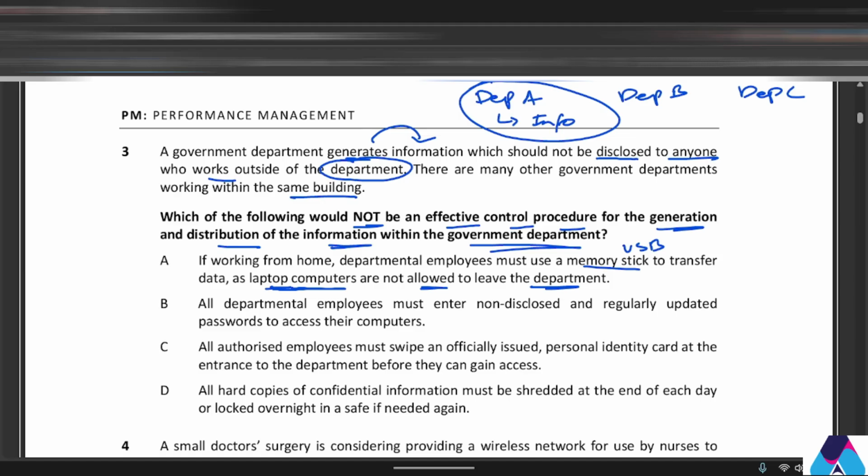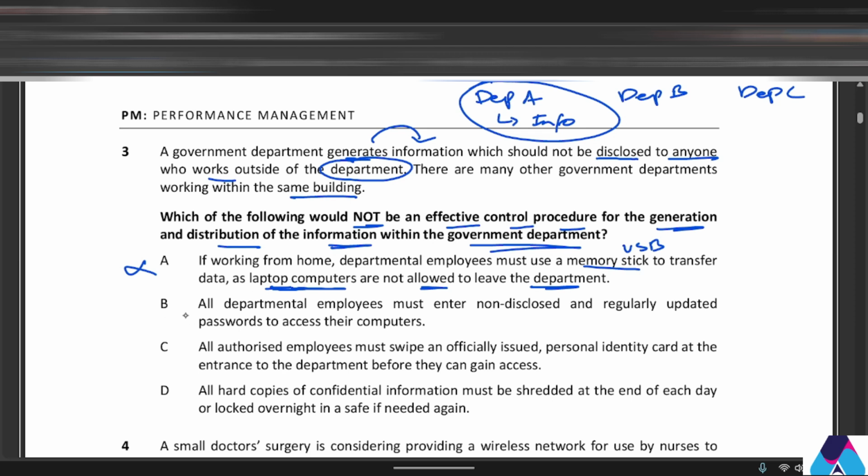So this doesn't look like an effective control, because okay, you're not allowing me to take the laptop that I use in the department home. That's fine, but you're allowing me to take the information in a USB, in a memory stick, to transfer the data. So do you think that a USB is more likely to get lost or stolen than a laptop? Obviously yes, right? So therefore this is not really an effective control procedure.